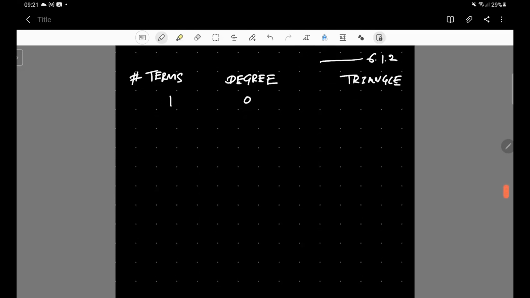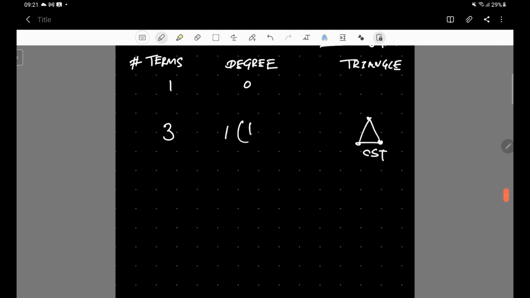Let's say in the case of a CST element, constant strain triangular element, we have used a linear polynomial function. So the degree of the polynomial function is 1, and there are 3 terms to describe this linear function.